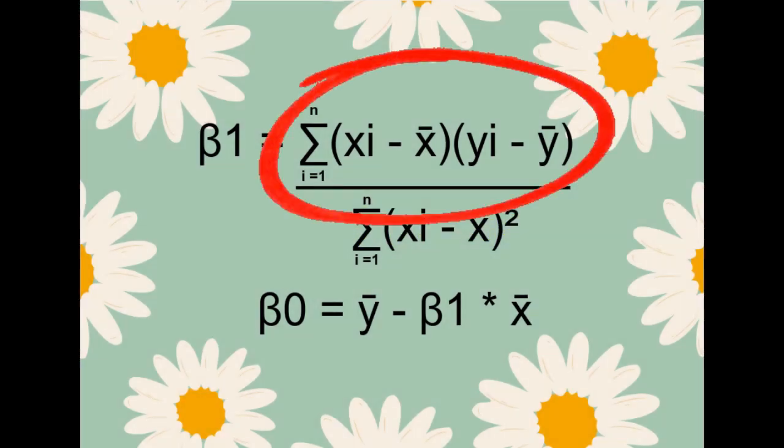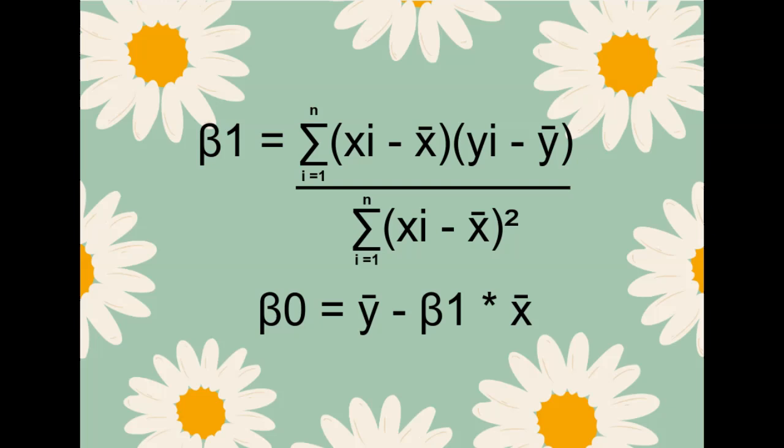First, the numerator of B1. This term represents the covariance between our independent variable x, head size, and our dependent variable y, brain weight. Covariance measures how changes in one variable are associated with changes in another. If it's positive, that means as x increases, y also tends to increase. That's what we call a positive correlation. Conversely, a negative covariance indicates that as x increases, y decreases.